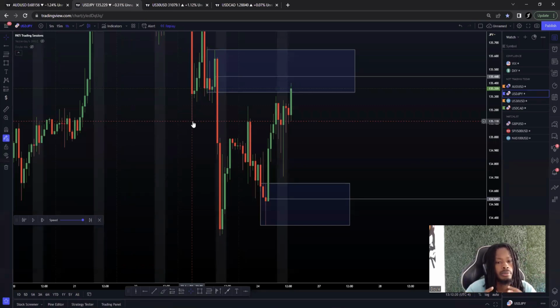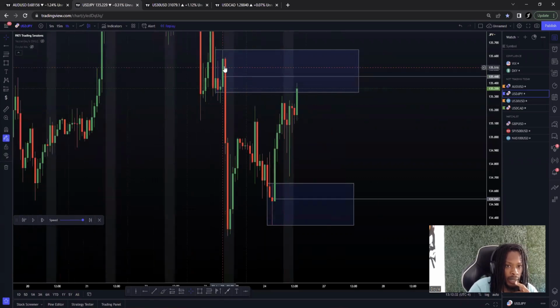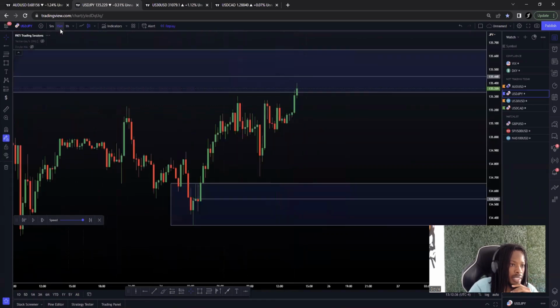Okay. So right here, we are stuck in between supply and demand right here. But right here is strictly just on supply. So if we're at supply, we got a market structure break right here, got a momentum candle dropping and attached to supply. I'm going to go to the 15-minute chart.